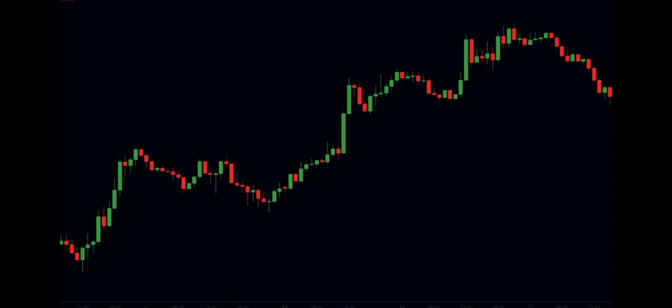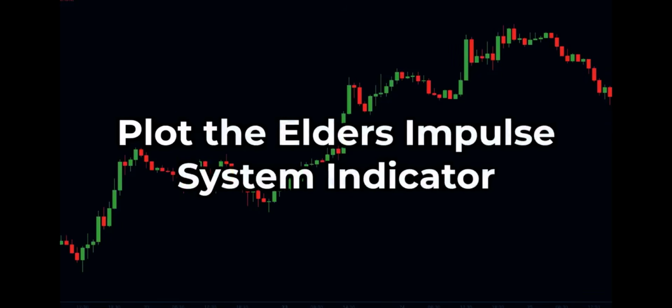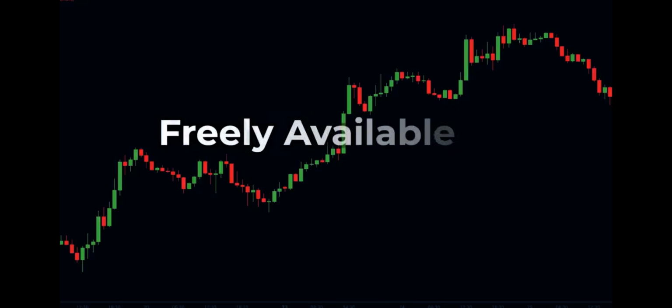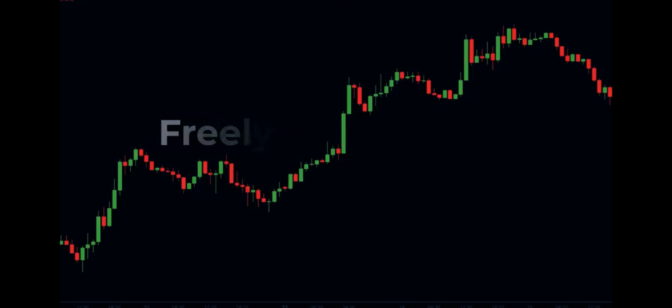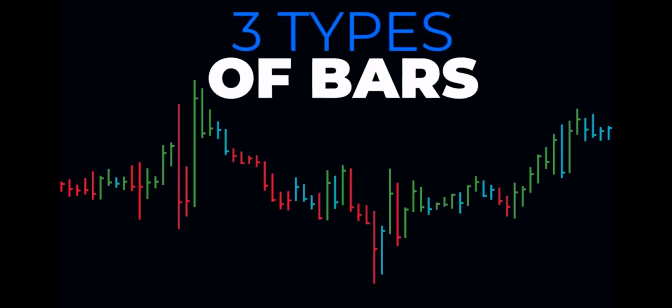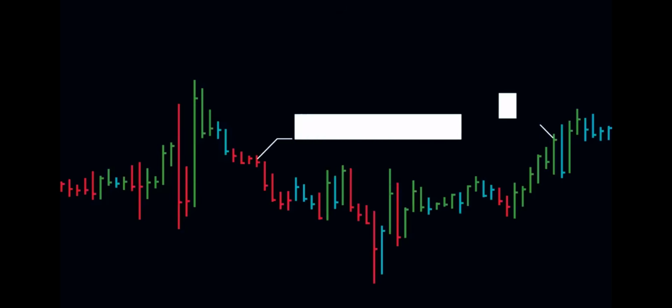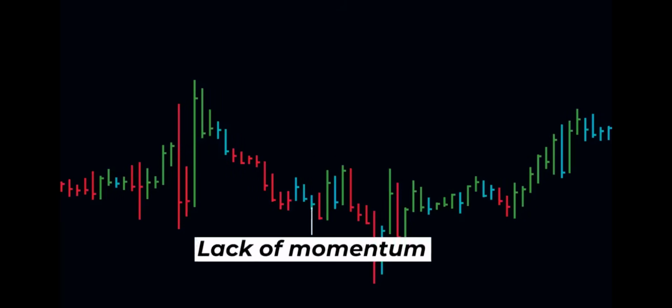For this system, we first need to plot the Elder's Impulse System indicator on our charts. The indicator is freely available on TradingView. Once you plot the indicator, your chart will look like this. I have switched to bar charts instead of candlesticks because the indicator looks better on bar charts. But it will work just fine on candles as well. Now, here we see that once we plot the indicator, we have 3 types of bars: red, blue, and green bars. The red bars indicate a bearish momentum, and the green bars indicate a bullish momentum. The blue bars are neutral and they indicate the lack of momentum.